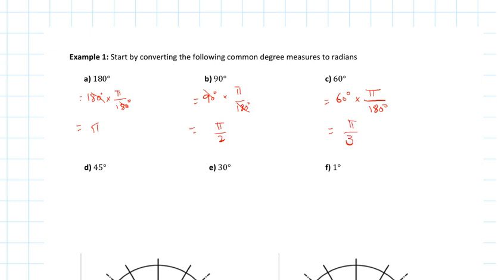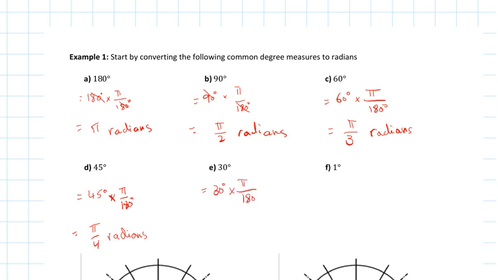45. These ones you should know by heart. When I say 45 degrees, you should know right away what the answer is. You don't even have to do the math for that. And then you should be writing radians for all of these. That's going to be 30. These are your special angles, so knowing these is very important.